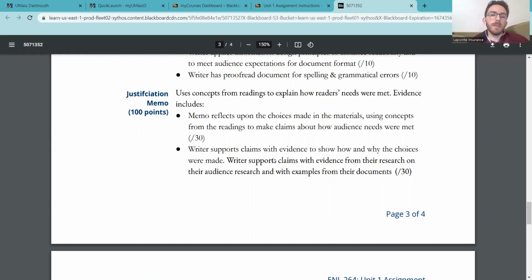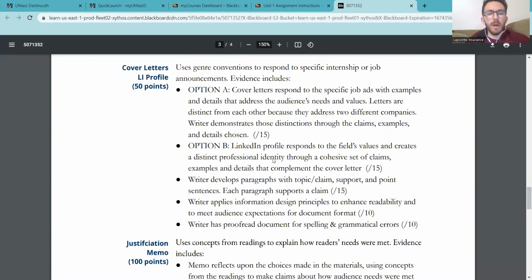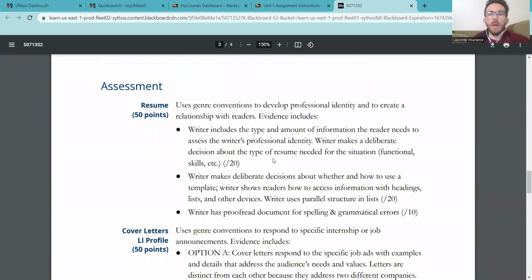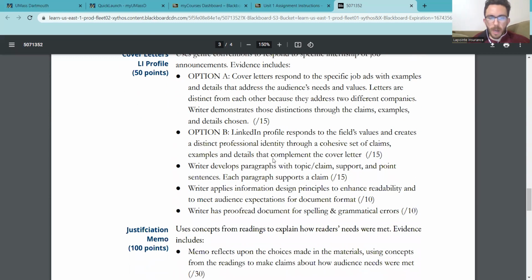And mainly, that's because I, as your instructor, need to really get into your head to better understand why you made specific choices, so I can evaluate whether your job documents meet the needs of your audience or they don't. So that's why it's important for you to actually put some time and effort in this justification memo. I encourage you to take a look at all of these points on the assessment. I'm not going to break them down right now, but definitely go through them. If you have any questions, please feel free to reach out. I'm happy to answer any questions that you may have.